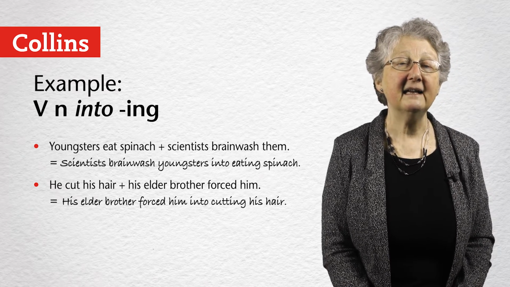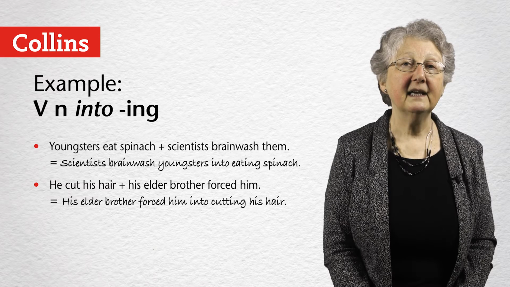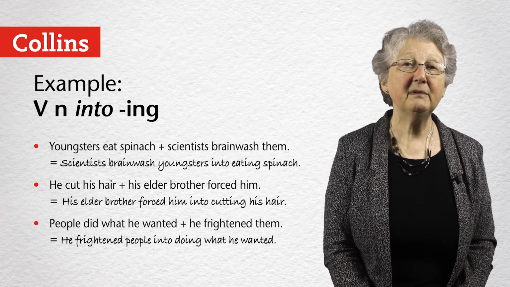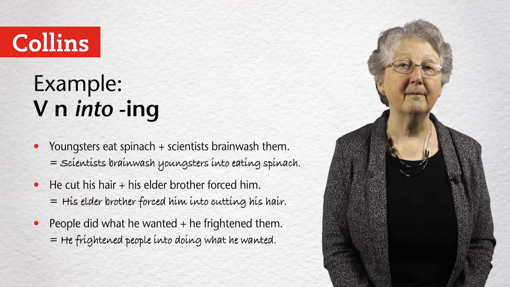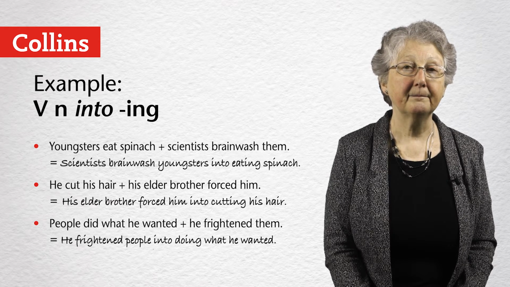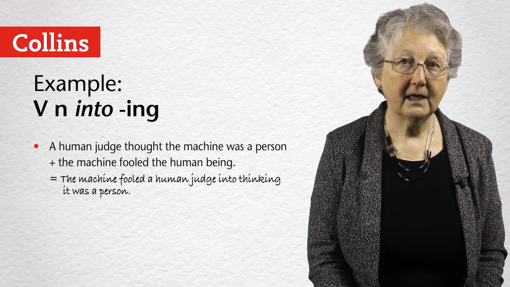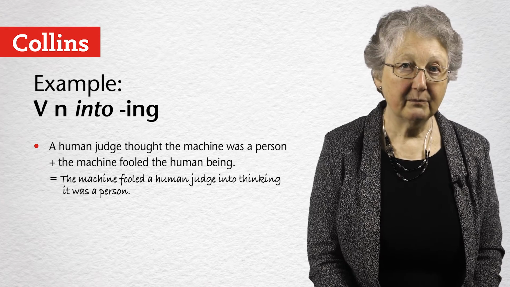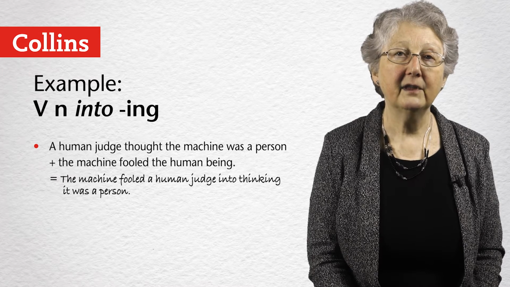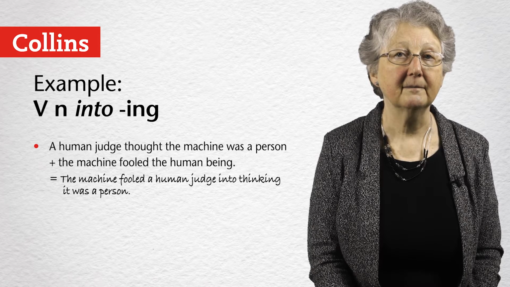Or he cut his hair and his elder brother forced him. We want the learner to write, his elder brother forced him into cutting his hair. People did what he wanted, he frightened them. The learner writes, he frightened people into doing what he wanted. The next two examples use verbs about tricking. So a human judge thought the machine was a person, joined with the machine fooled the human being. The learner writes, the machine fooled a human judge into thinking it was a person.